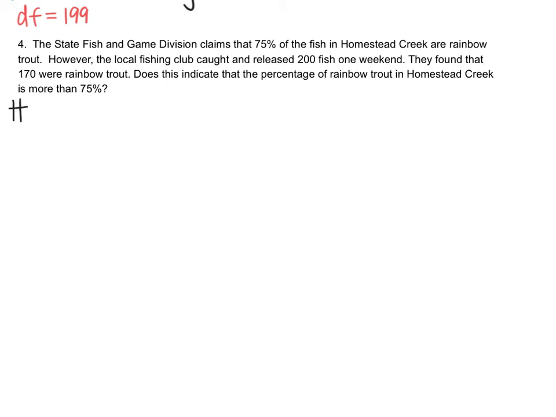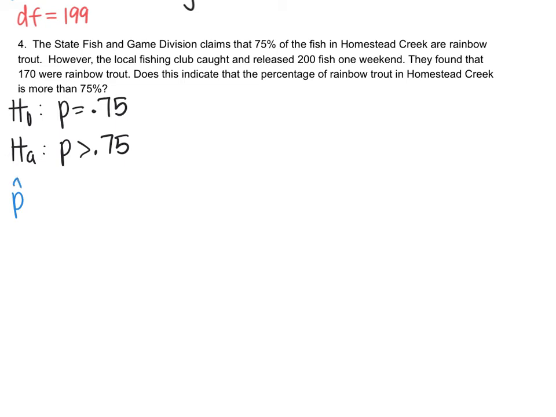Starting with our hypotheses, the null hypothesis is that the proportion equals 0.75. The alternative is going to be that the proportion is greater than 0.75. We do meet the conditions of it being random and independent. And then 200 times 0.75 is 150, which is greater than or equal to 10. And then 200 times 0.25 is 50, which is also greater than or equal to 10. So it is also normal.